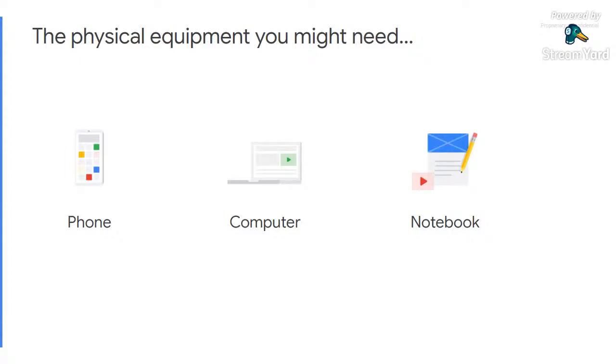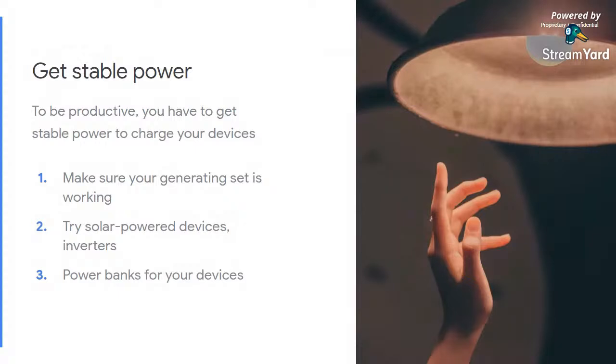So the physical equipment that you might need: you may need a phone to work remotely, a computer, a notebook, right? And then you need to make sure that you get a stable power. To be productive, you have to get a stable power to charge your devices. So you need to make sure that your generating set is working. If not, try solar powered devices like inverters. If not, try power banks for devices, right? As we know that we are affected by load shedding, so you may like to have a power bank as an alternative, so that you can be able to stay on the line.